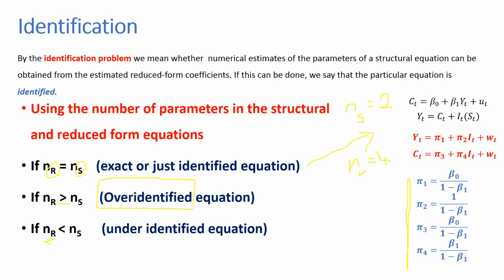So there is another approach, or another rule, that can be used to check the identification of the simultaneous equations without obtaining the reduced form equation.